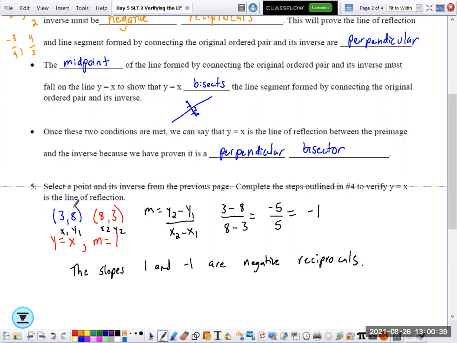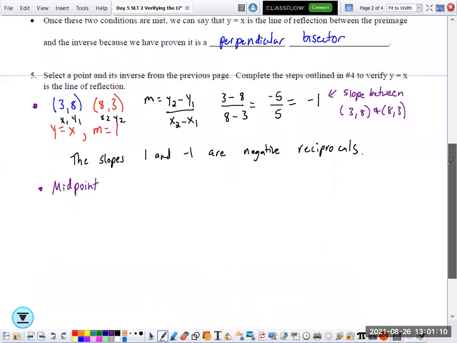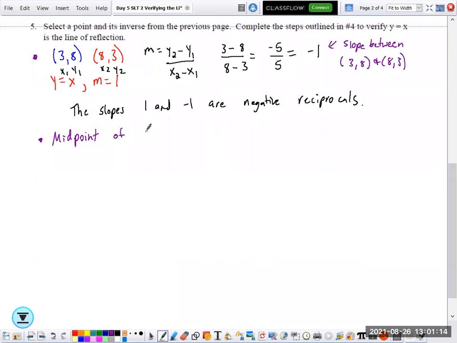Okay, so the next thing I need to do is find the midpoint of this line segment, and I need to show that that midpoint is on that line. So remember the midpoint formula. The first thing I did was find the slope between the points; that was my first bullet point. Now my second bullet point, I need to find the midpoint of (3, 8) and (8, 3). I want to remember that my midpoint formula is x1 plus x2 divided by 2, and then y1 plus y2 divided by 2. I'm essentially just averaging the x and y coordinates.